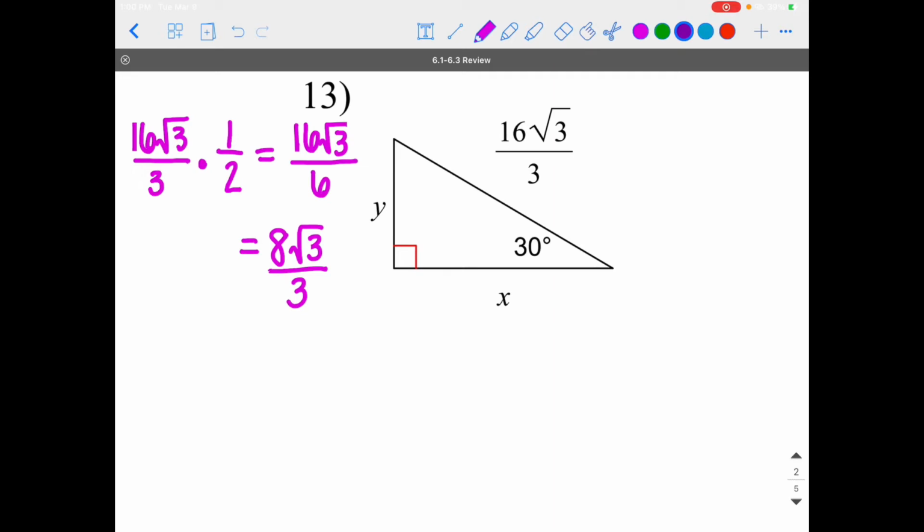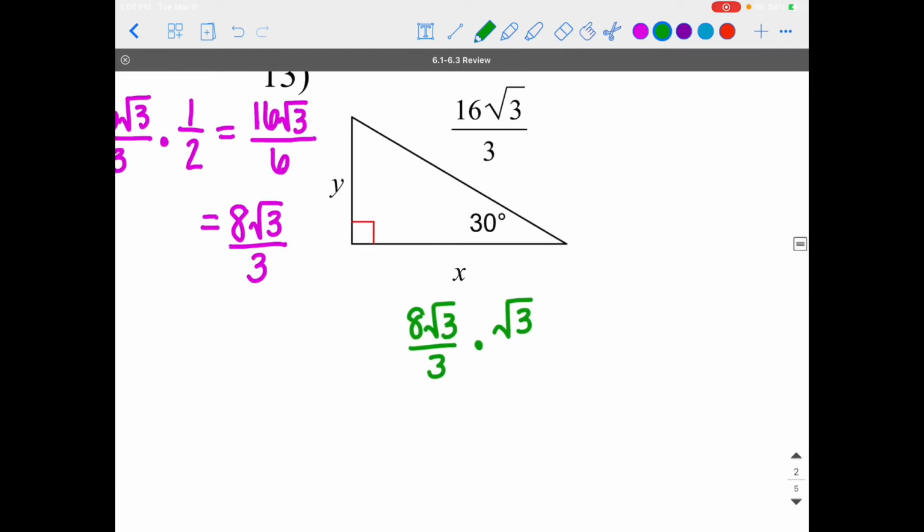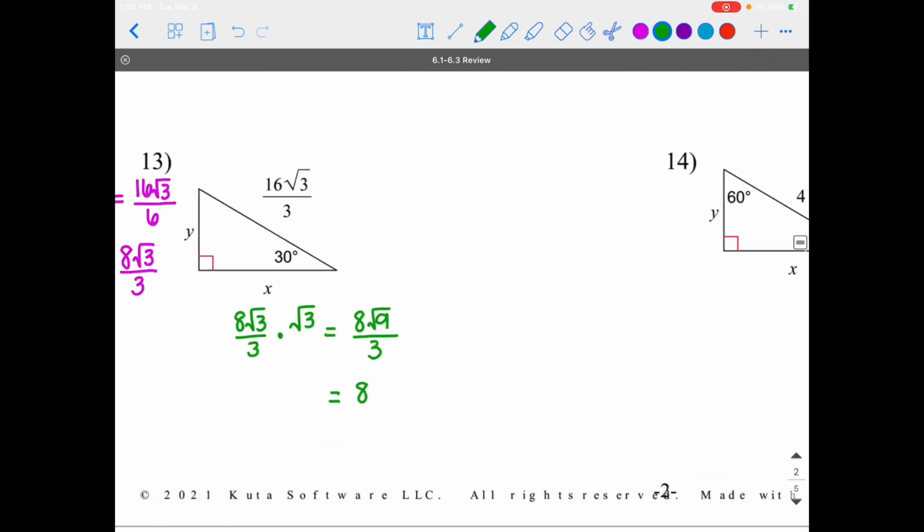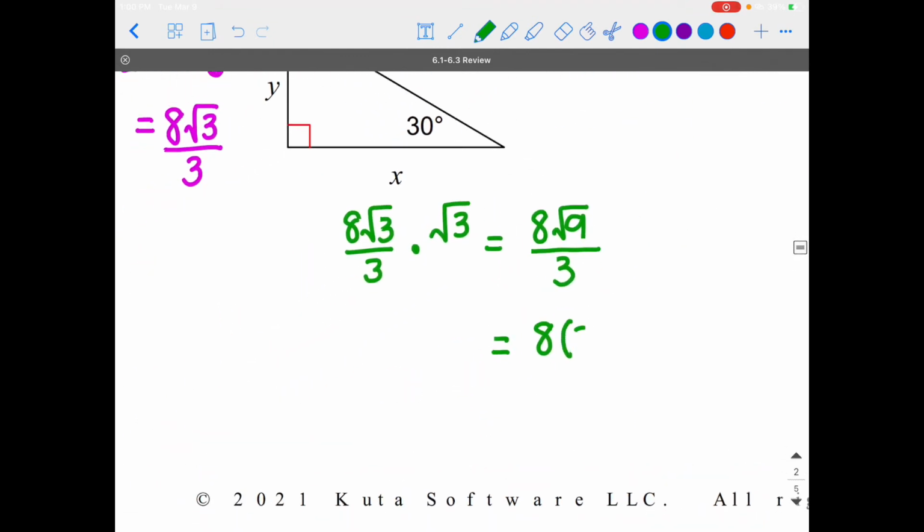Now, to find the long leg, we take the short leg times square root of 3. So that becomes 8 square root of 9 over 3. Square root of 9 is 3. So this is 8 times 3 divided by 3. So the 3's cancel, giving us 8.